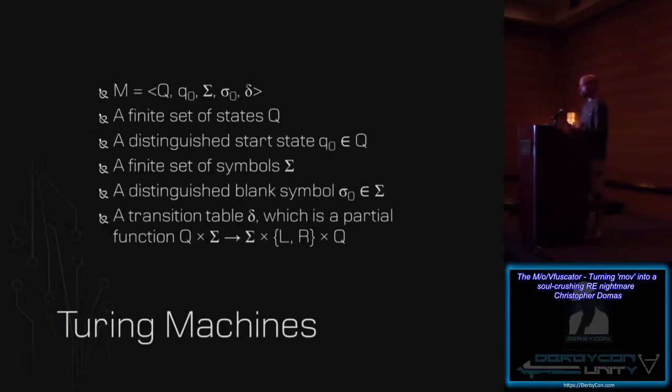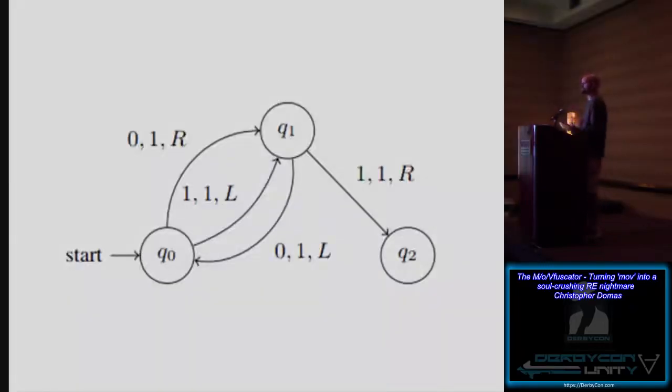So at an academic level, a Turing machine is a 5-tuple of things: a finite set of states, a distinguished starting state, a finite set of symbols, a distinguished blank symbol, and a transition table delta that maps the cross product of Q and sigma onto the cross product of Q, sigma, and either left or right. What that gives you is a state transition diagram, a way of moving between states and changing symbols. So that's the approach Dolan took in his paper.